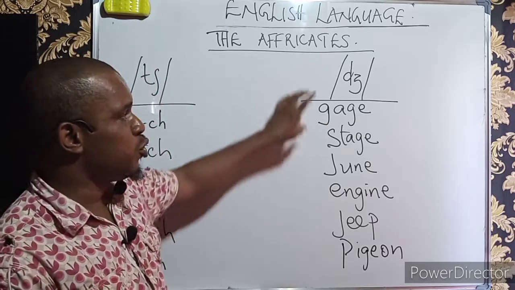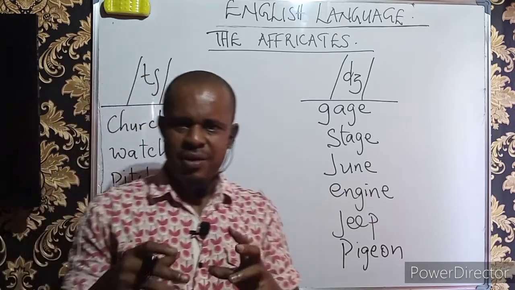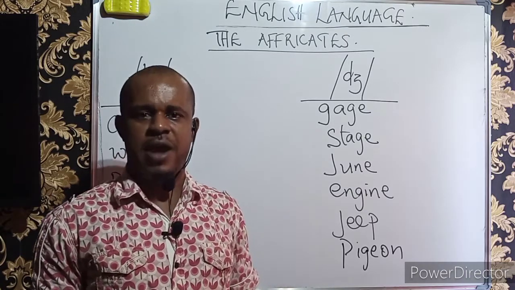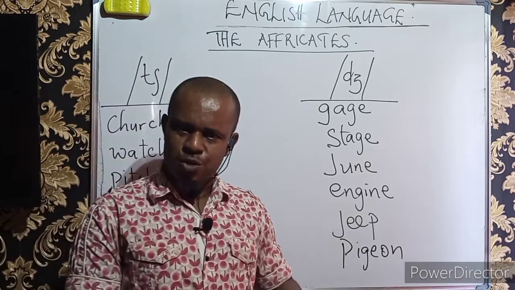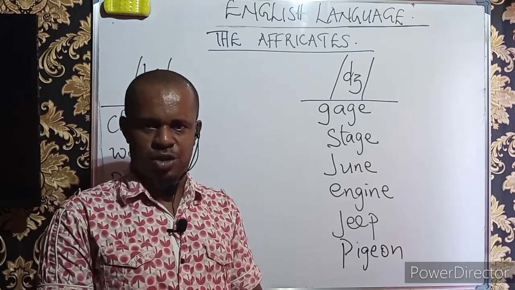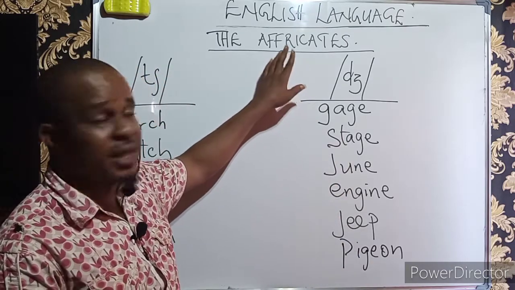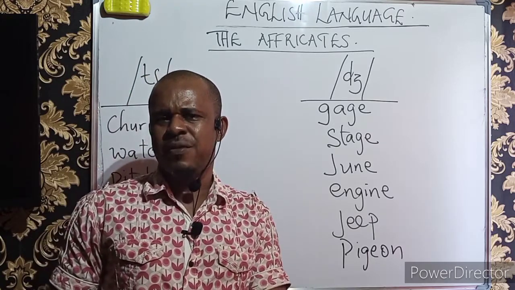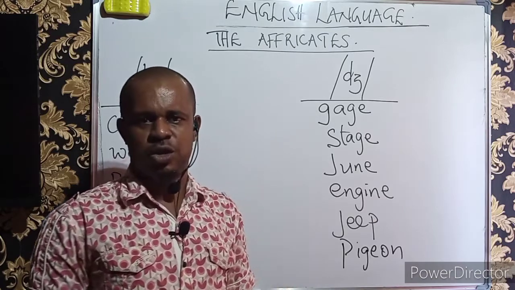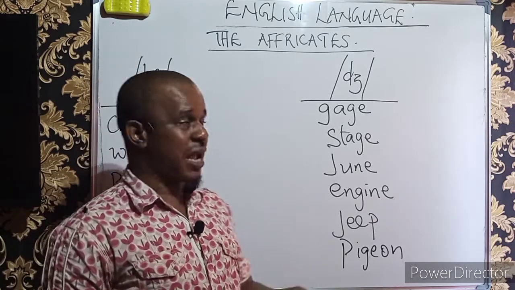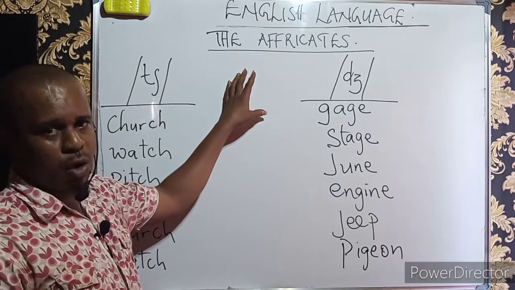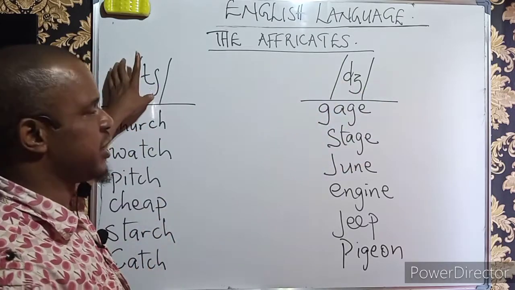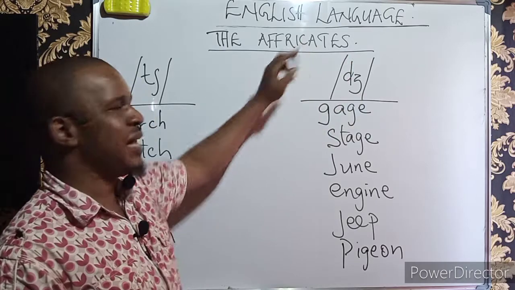You know, I told you that consonant sounds are the speech sounds that are produced with a kind of obstruction in the flow of air through the oral cavity, and this obstruction can be total or partial. So the affricates are part of these classifications of the consonants where we have an outright total obstruction in the flow of air in the oral cavity. If you look at what we have on the board, we have two different phonetic symbols used to represent the affricates.